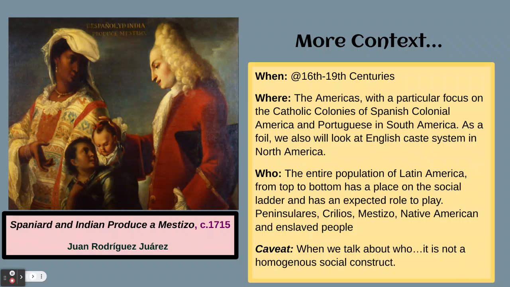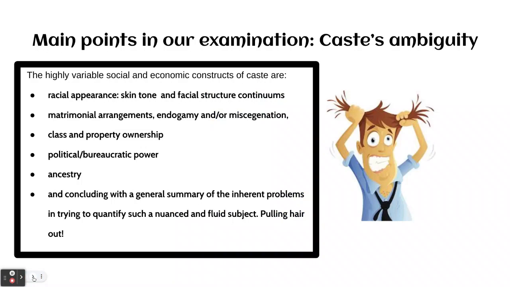And then one caveat I have before we go any further, when we talk about who, it's not homogeneous across Latin America, and that's what makes it very challenging. So the main points in my examination, which did cause some hair pulling for sure, is the high variability of social and economic constructs of caste. So what I found was racial appearance, certainly first and foremost, skin tone and facial structure continuums, but within that continuum, it's a little confusing.